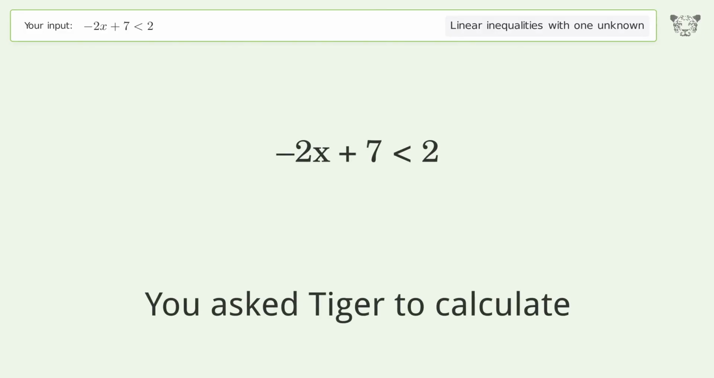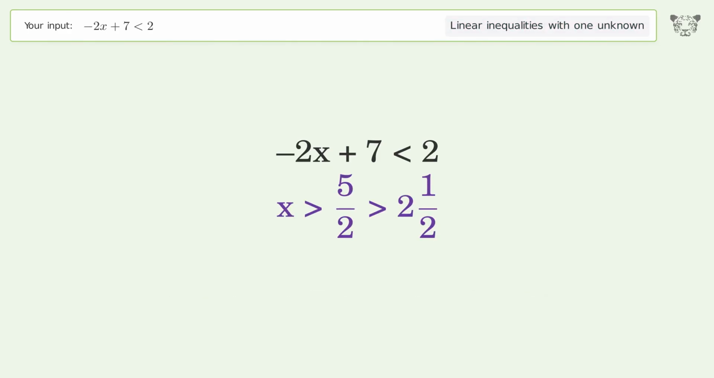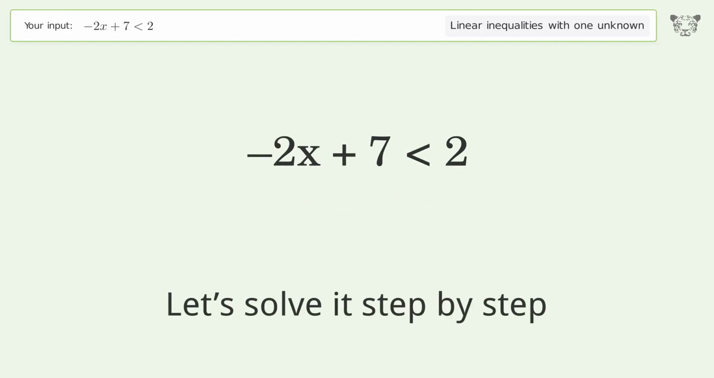You ask Tiger to calculate. This deals with linear inequalities with one unknown. The final result is x greater than 5 over 2 greater than 21 over 2. Let's solve it step by step.